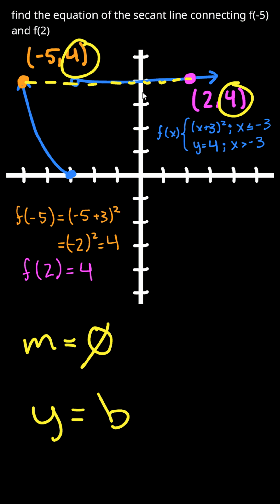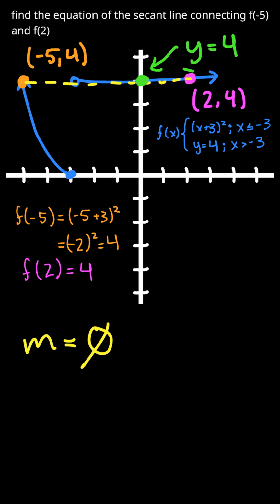Now b, being our y-intercept, is that point right there. And what point does the secant line cross on the y-axis? Well, clearly it crosses at y equals 4. And believe it or not, that's actually the equation of our line, the secant line.